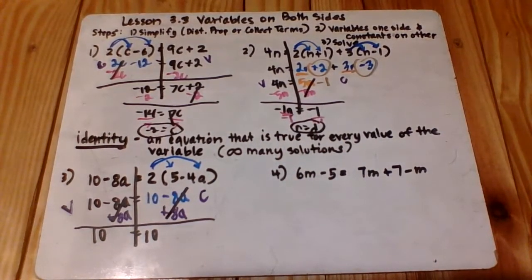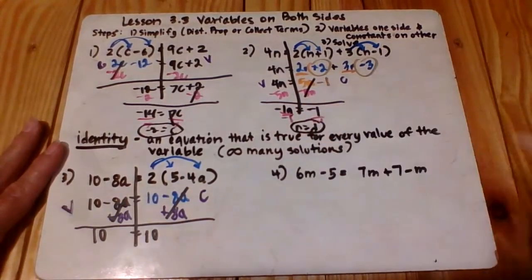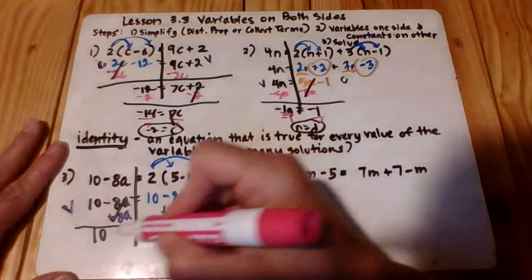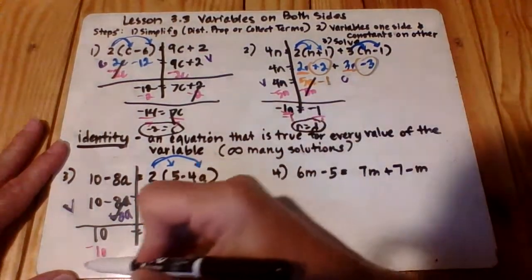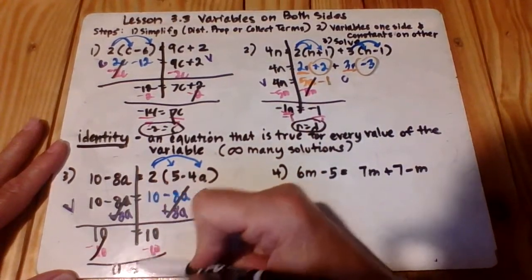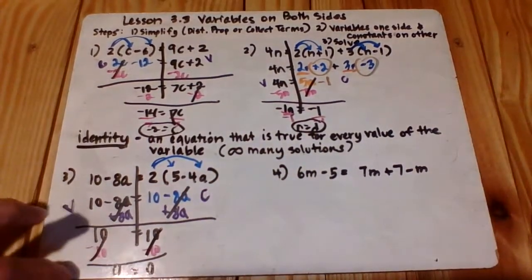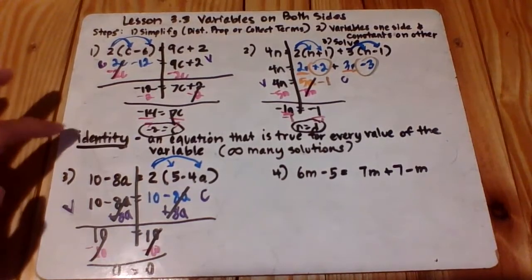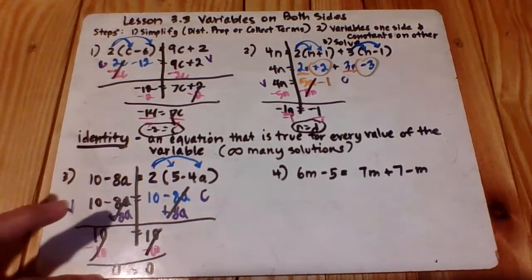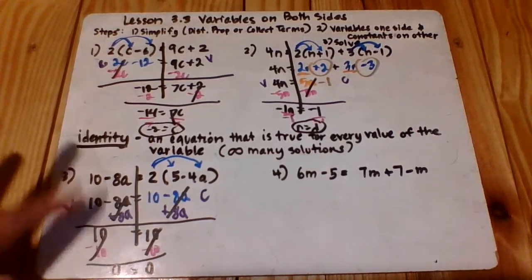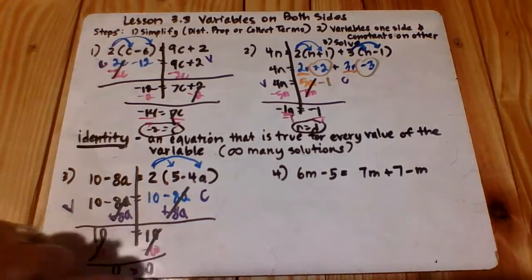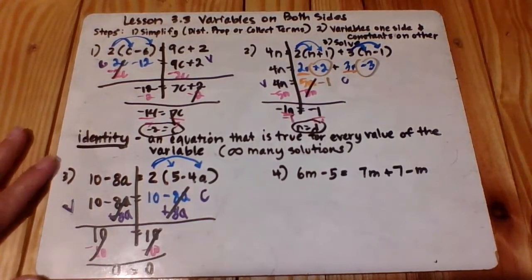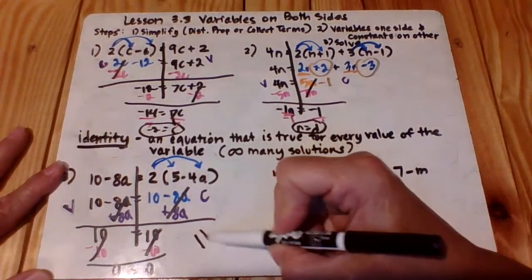Now I'm going to put my constants over here. So what happens is I'm going to subtract 10 and subtract 10. And now I have 0 equals 0. And that's what happens every single time you have an identity. You have 0 equals 0. Everything ends up canceling out. Okay? So when everything cancels out and you have a 0 equals 0, you stop there and you write identity.